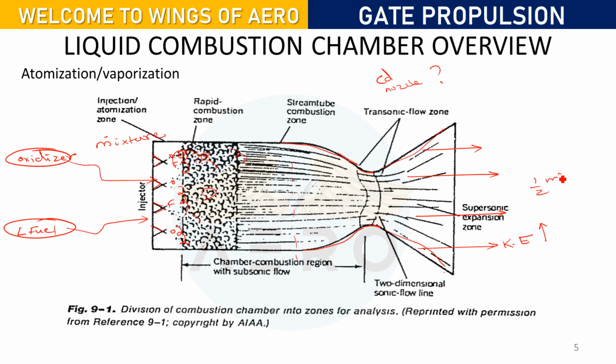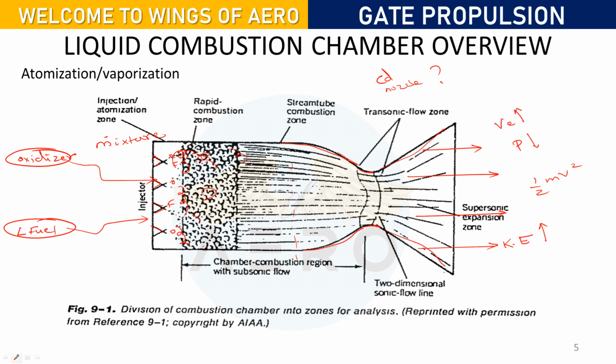Half mv square. Now how can we increase the velocity? Based on the shape and the size. So if we keep this shape like this, it's a divergent section, we are able to attain a quite higher exhaust velocity, and as a result the pressure loss at the end, or the back pressure or the exit pressure, is going to be less. So this concept you have already studied.